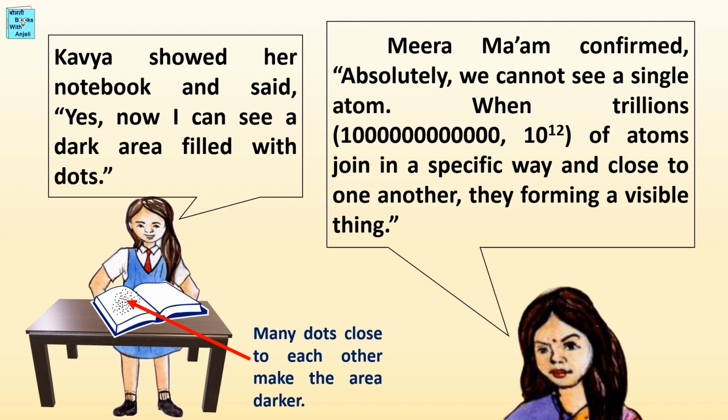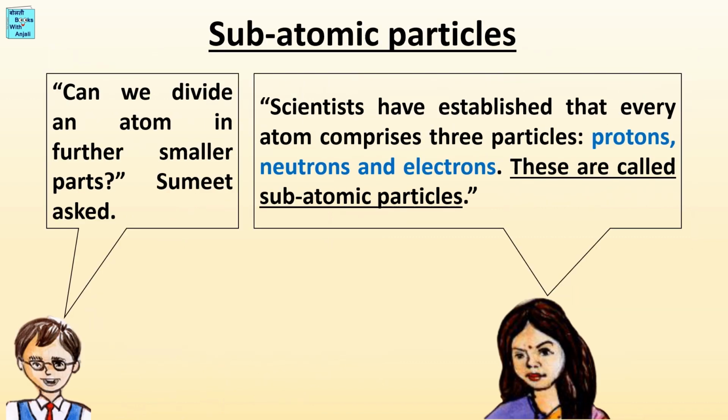When trillions of atoms join in a specific way and close to one another, they form a visible thing. Can we divide an atom into further smaller parts? Sumit asked. Scientists have established that every atom comprises three particles: protons, neutrons, and electrons. These are called subatomic particles.